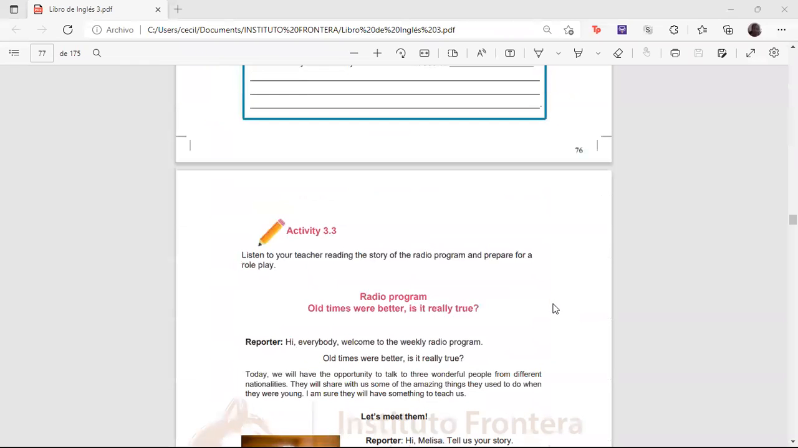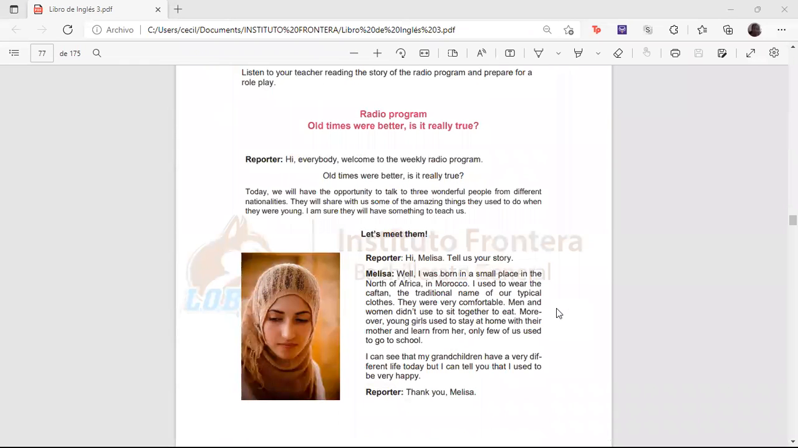Now we are going to continue. And guess what? Yes, you have another reading. The other reading says radio program. Old times were better. It's the real true. Now, this is a question about whether old times were better, but it's in a radio program and there's a reporter and some people who are being interviewed.